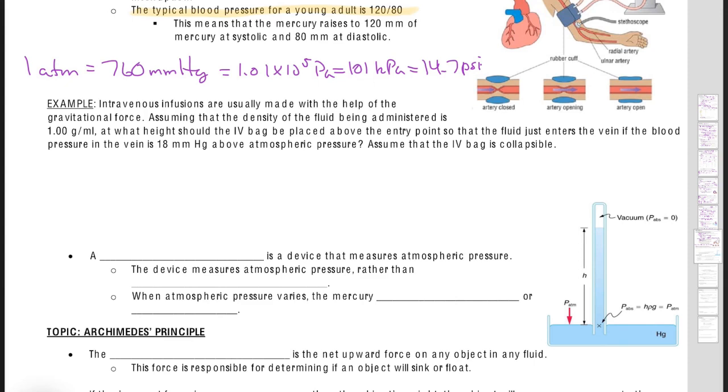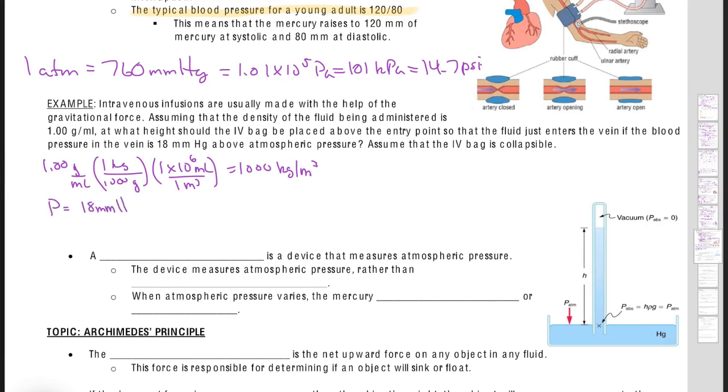We know 1 gram per milliliter, and 1 kilogram is 1,000 grams, and there are 1,000,000 milliliters in 1 cubic meter, so it's going to be 1,000 kilograms per cubic meter for the density of our fluid. We also have to convert the pressure. It tells us the blood pressure is 18 millimeters of mercury, and here's a different conversion factor: 1 millimeter of mercury is 133 pascals.